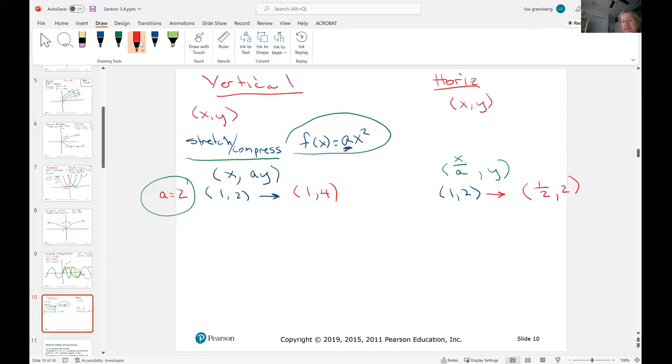So literally the only thing that's changing here is vertically we're multiplying the y value. Here we're multiplying the y value, and here we're dividing the x value. Okay, I said they're opposites.